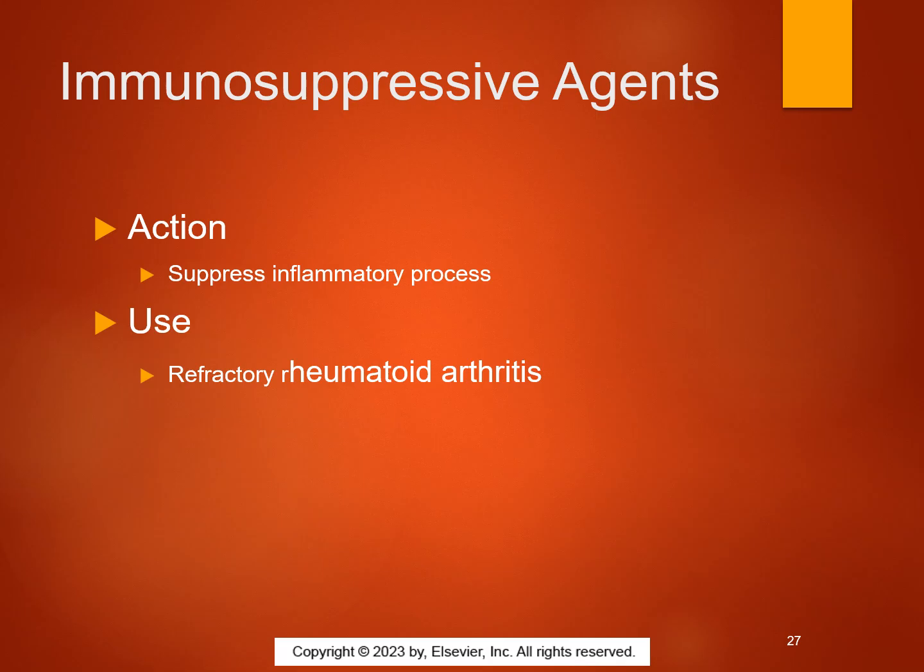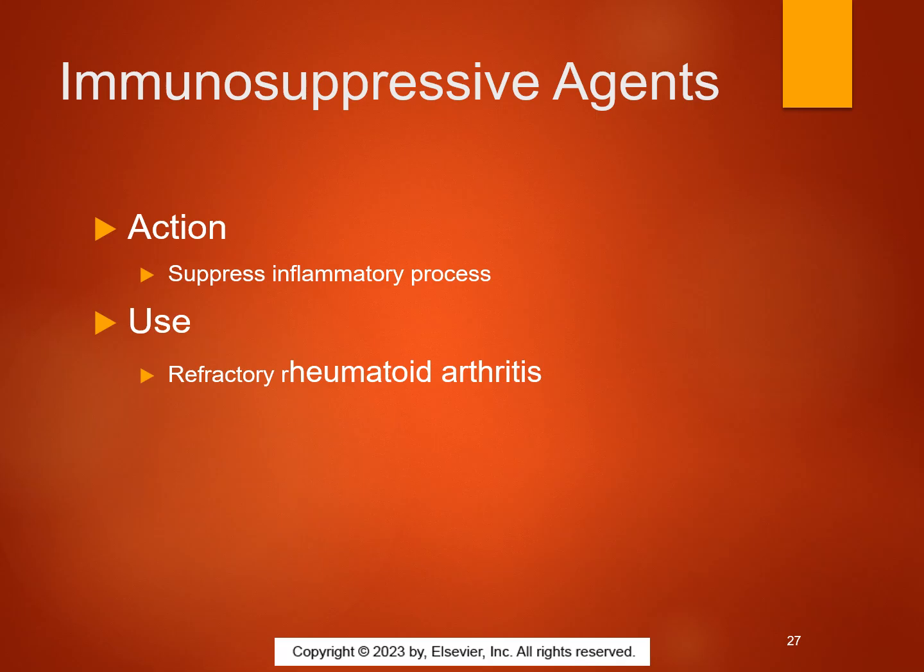So some key nursing priorities: teach patients to watch for signs of infection, reinforce that TB screening has to be done before therapy starts, emphasize really good hand hygiene and infection prevention, and remind patients not to stop the medication abruptly. These biological therapies are an escalation in treatment.